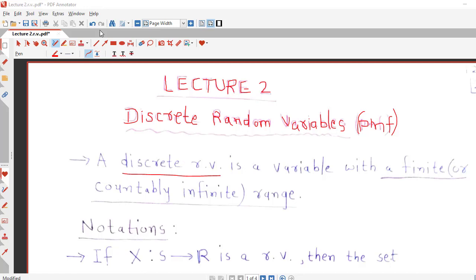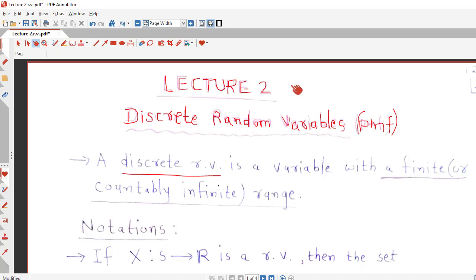Hello friends, this is my second lecture on random variables. In the last lecture we discussed the meaning of a random variable and its formal definition. Also we discussed that there are two types of random variables, discrete random variables and continuous random variables. So first we will focus on discrete random variables and then we will discuss continuous random variables.